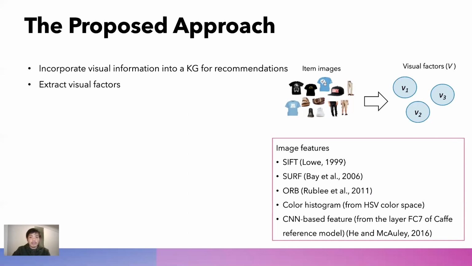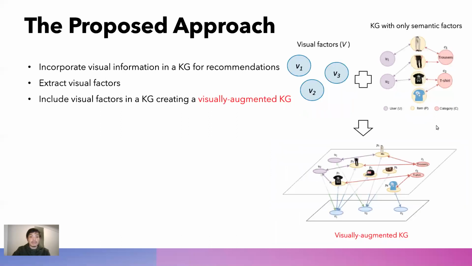In this work, 5 feature types are considered, which are made up of color histogram obtained from HSV color space and CNN-based feature obtained from the Caffe reference model. After that, we include these visual factors in a knowledge graph, creating a visually augmented knowledge graph which contains both semantic factors and visual factors.